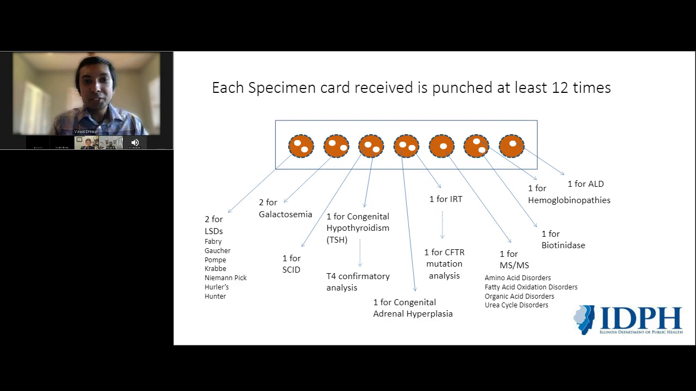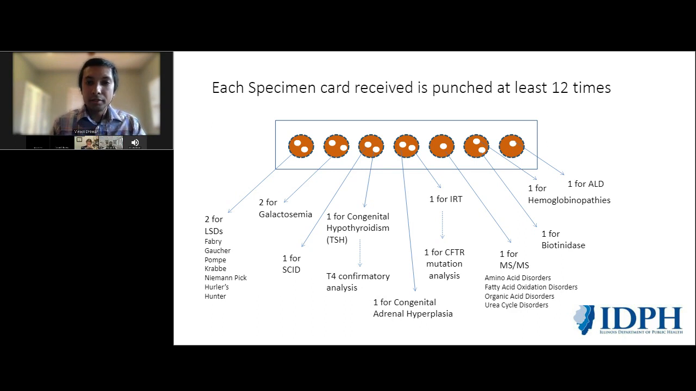So each specimen card received is punched at least 12 times. We perform a 3.5 millimeter punch, and each card is punched a minimum of 12 times. The slide shows the examples for each test that's being tested. So 2 for the lysosomal storage disorders, which include a variety of disorders, 2 for galactosemia, 1 for SCID and SMA, 1 for congenital hyperthyroidism, and so on and so forth.